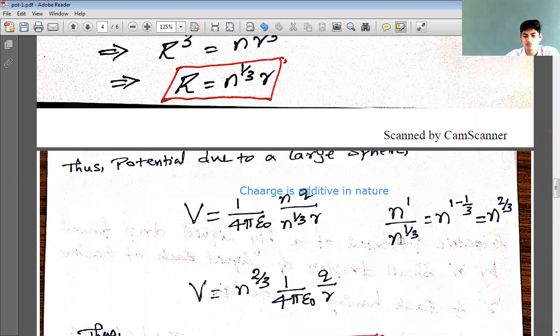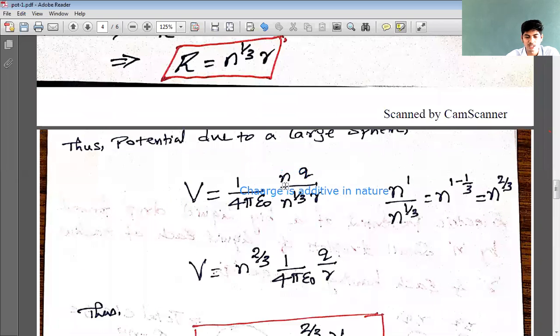A power m divided by A power n is A power m minus n. So n by n power 1 by 3 gives n power 2 by 3, and 1 by 4 pi epsilon Q by R comes as it is. Left out is 1 by 4 pi epsilon q by r. Can you tell me what is 1 by 4 pi epsilon small q by small r? Whether it is the potential of the large sphere or the potential of the small sphere, it is 1 by 4 pi epsilon small q by r.